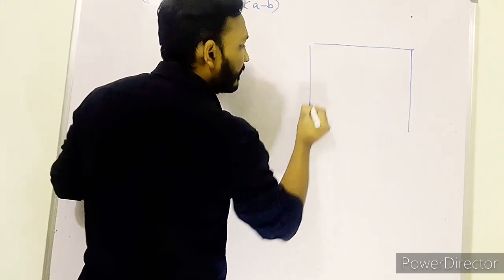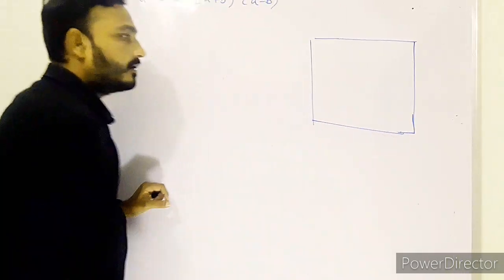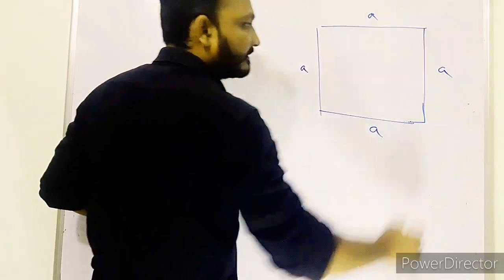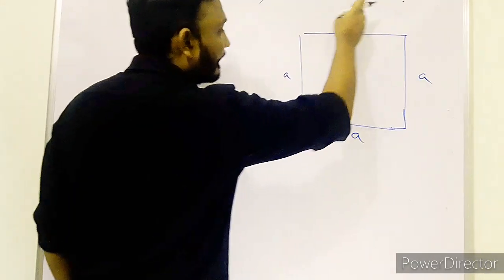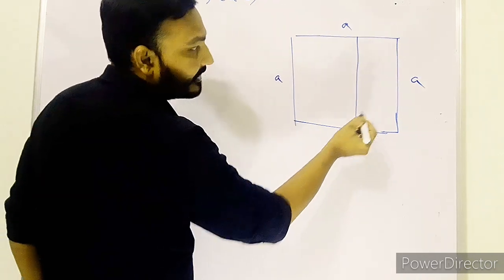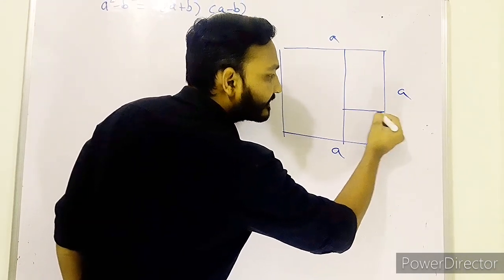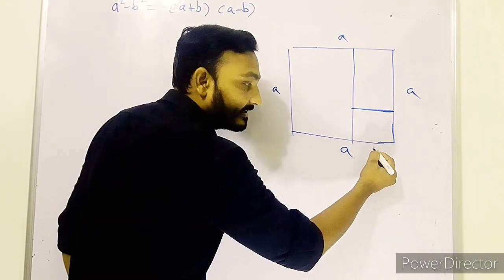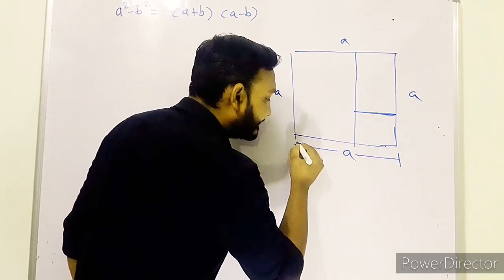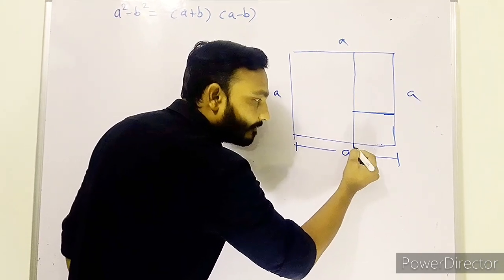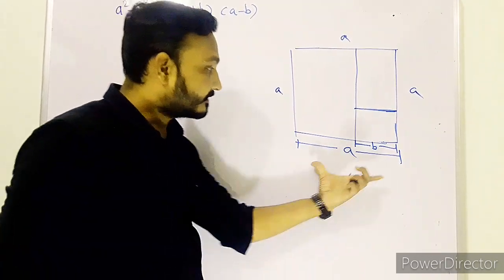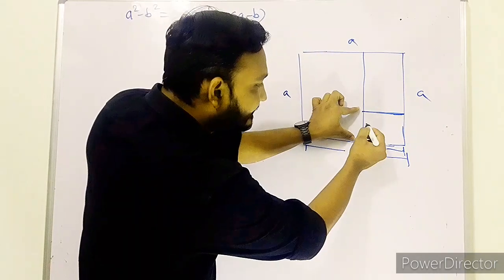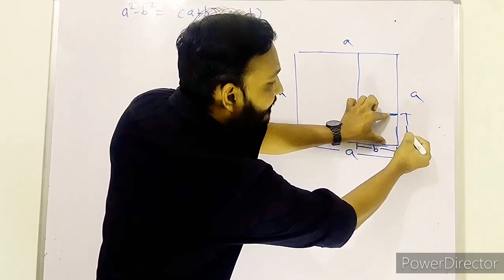First of all, draw a square here in which all sides are equal, A. Then you need to draw a vertical line over here and make a short box, a very small box, with length B. The total length is nothing but A, and this much only is B. Remember, the complete length of this square is A, and this box has length B. This is nothing but B, and this one is also nothing but B.